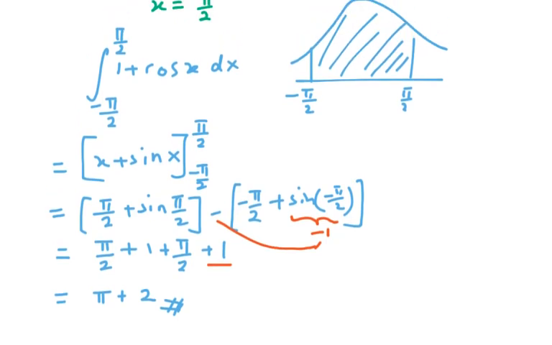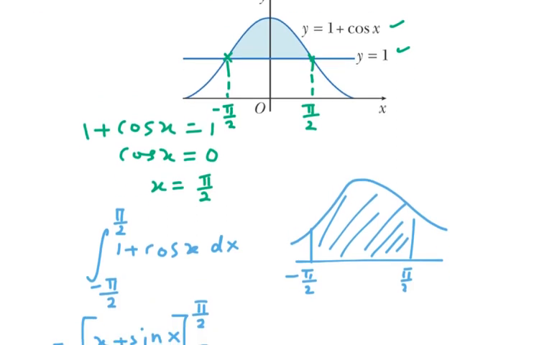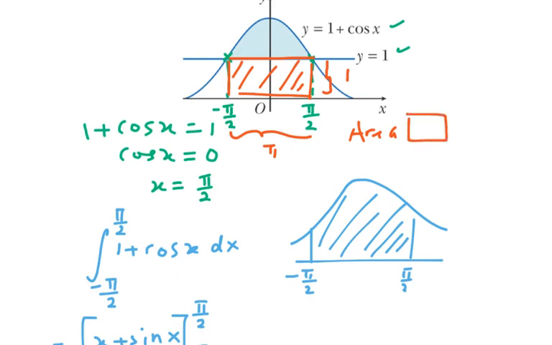However, the shaded region that we want is only the top part. So we must remove this particular area, which you can see as a rectangle. If you note that, this distance from negative pi over 2 to pi over 2 will be equivalent to pi, and then the height of this rectangle is equivalent to 1. Hence, the area of the rectangle is base times height, so it is equivalent to pi.